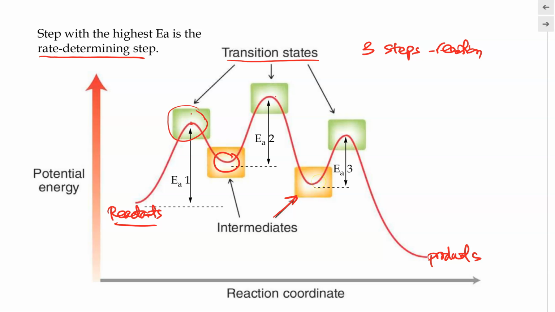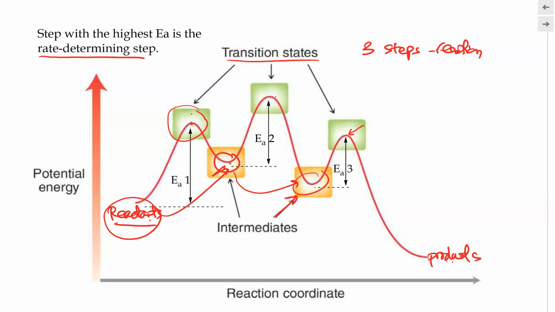Then this intermediate goes to the 3rd step to interact, producing another transition state right here. This is transition state number 3, and finally leads to the formation of the product. So in this case, this is a 3-step reaction. We can think of going from one hill or one valley to another valley as 1 step. Going from the reactant to this valley is 1 step. Going from this valley to this valley is another step. And going from the valley to the product is another step.